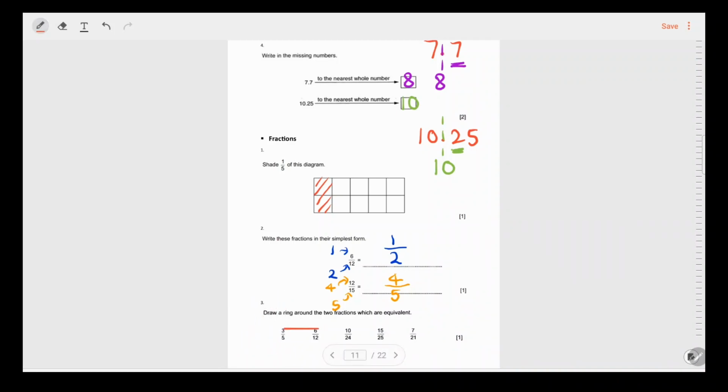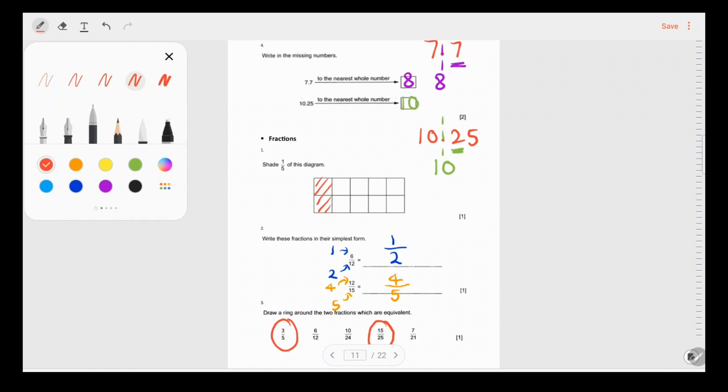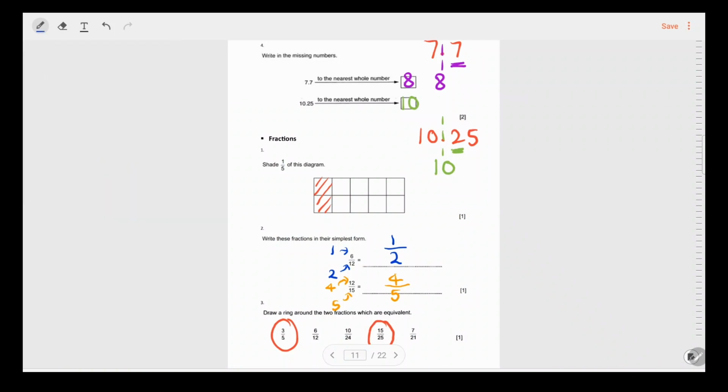So I will draw a ring around it, but I will also show you what choosing two other fractions would have looked like. Here, these are again two denominators that are in the same times table. 12 can be converted to 24 by multiplying by 2. 12 times 2 is 24.